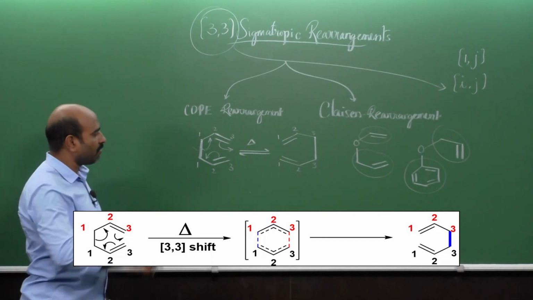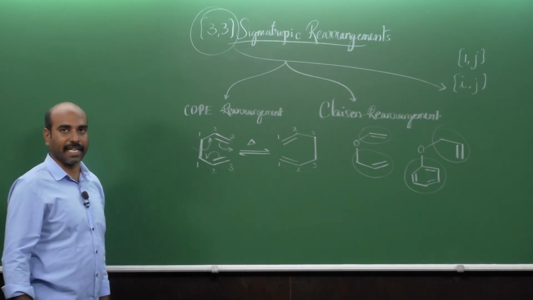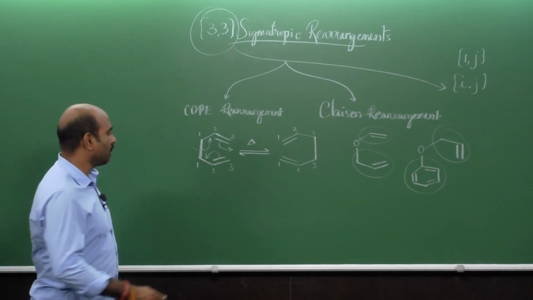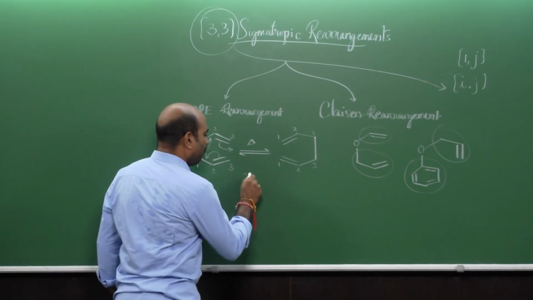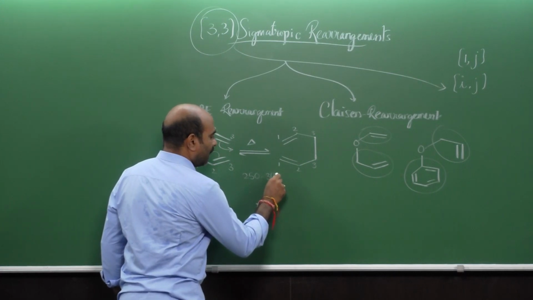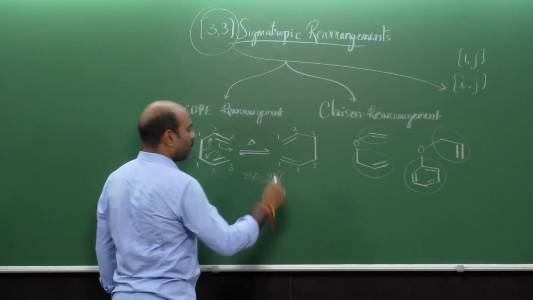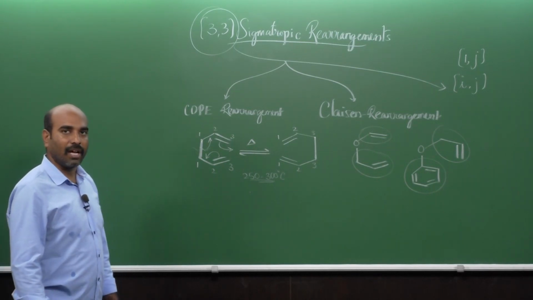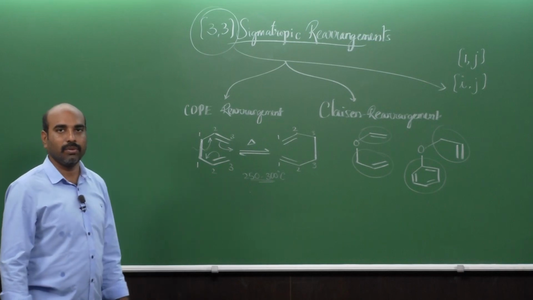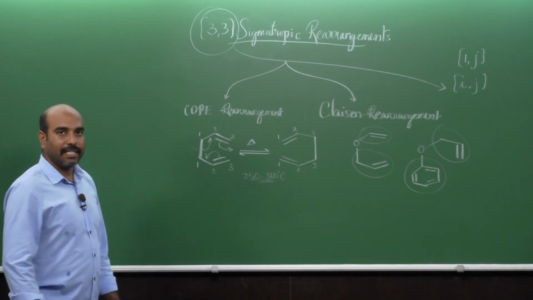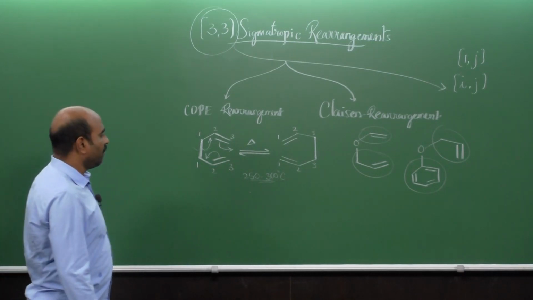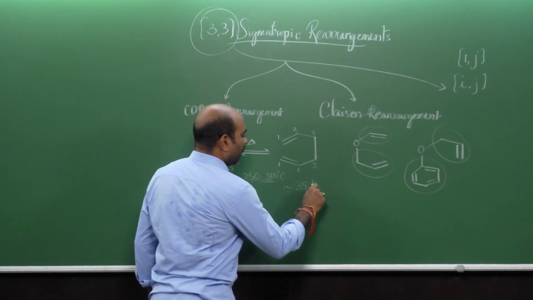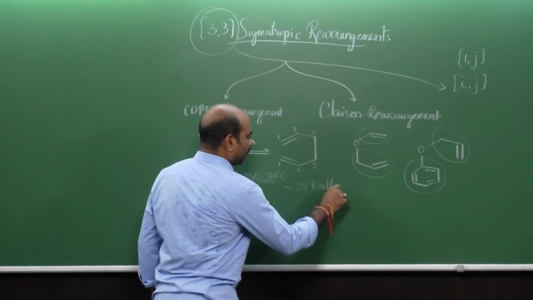Such a type of rearrangement reaction would happen under thermal conditions between 250 to 300 degrees centigrade. So this type of 3,3 Cope rearrangement will be seen to happen between 250 to 300 degrees centigrade with an activation energy of approximately 35 kilocalories per mole.